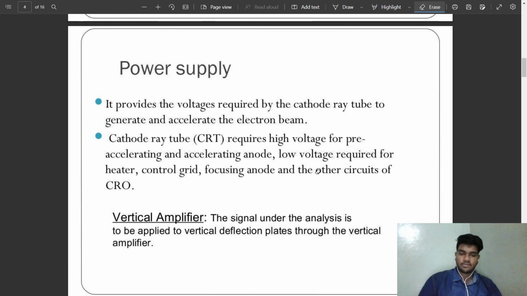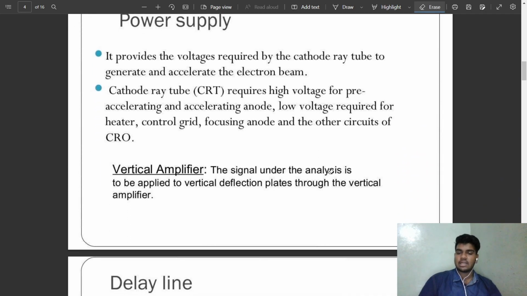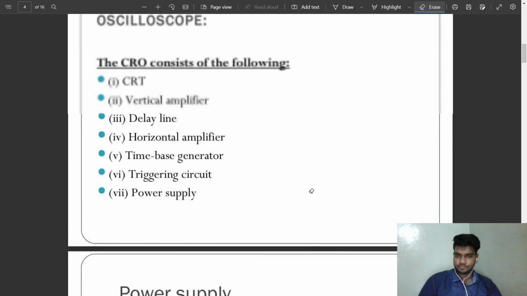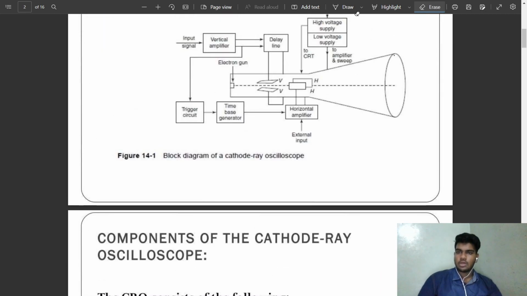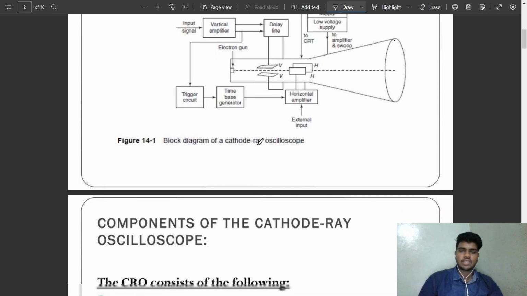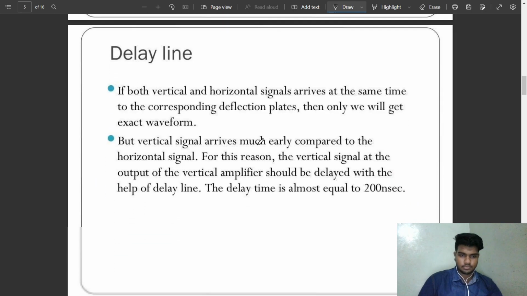So the signal under analysis is to be given to the vertical deflection plates through the vertical amplifier. Now, let us go into the cathode ray tube first, and then we'll get into the other parts later.